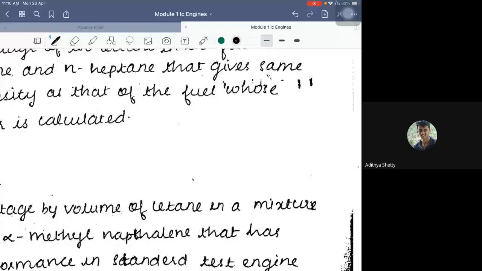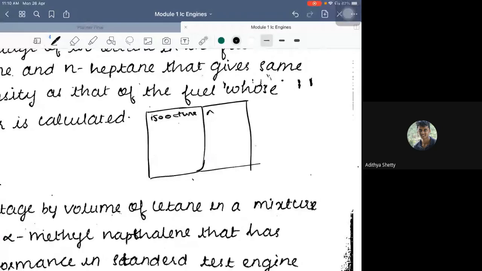Initially, I would take isooctane and normal heptane. Kindly concentrate on this. Initially, I would give 0% isooctane, 100% normal heptane. Next is 20% isooctane, 80% normal heptane. Next is 40% isooctane, 60% normal heptane. Then 60% isooctane, 40% normal heptane, 80% isooctane, 20% normal heptane, and 100% isooctane, 0% normal heptane.